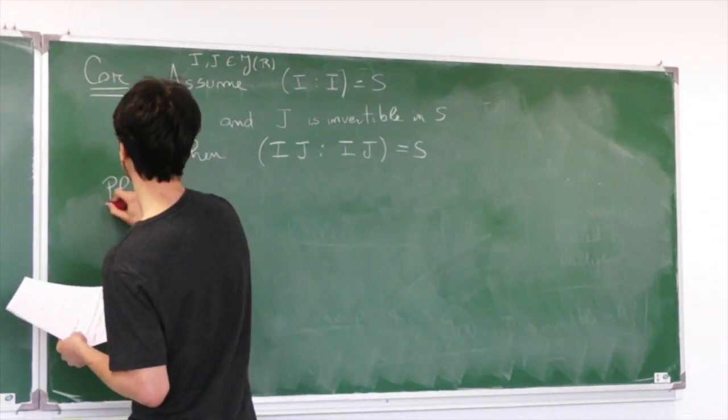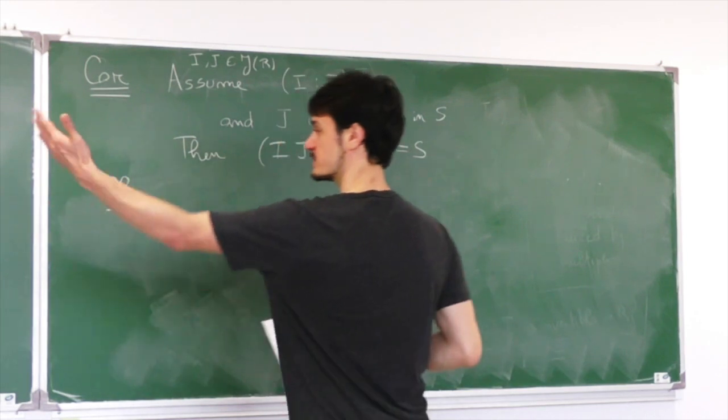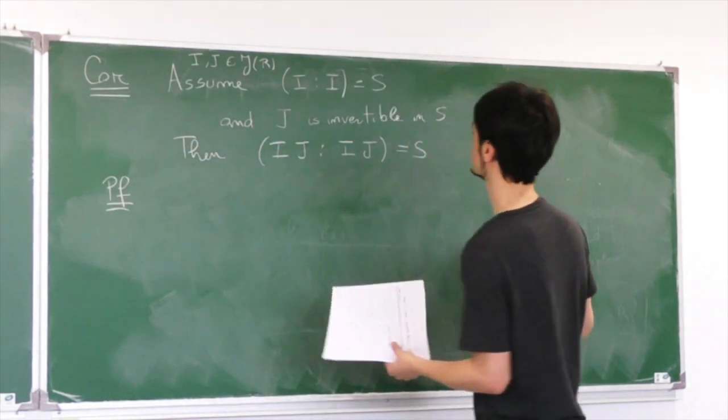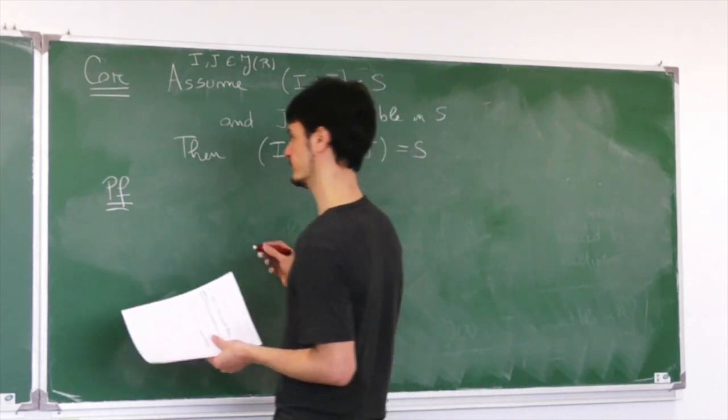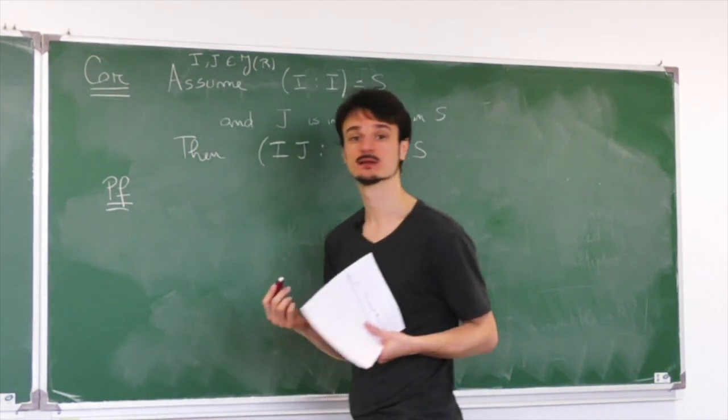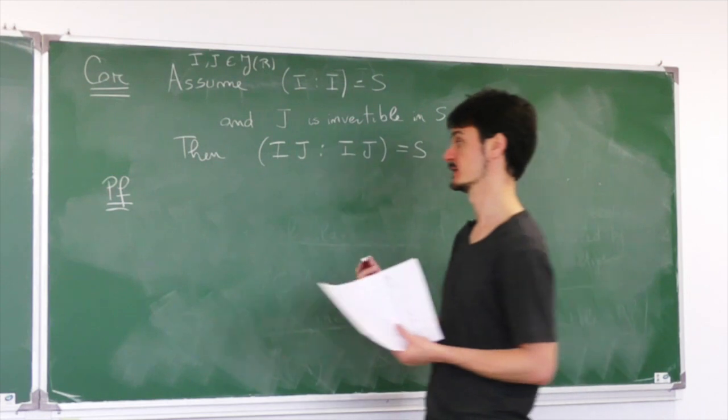And the proof, well, it's a consequence of the previous lemma, and the reason is that if J is invertible, we have seen in the last video that this is the same as saying that J is locally principal as an ideal.